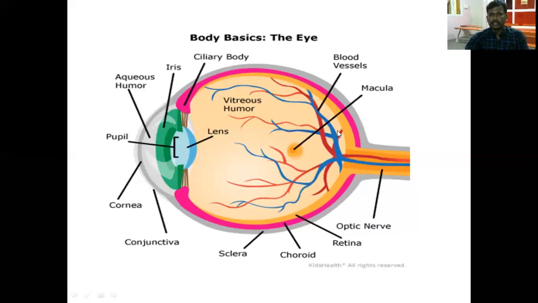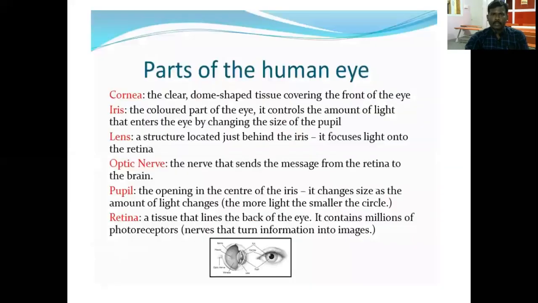The optic nerve is used to transmit the electrical signals that carry the messages from the eye to the brain. And these are the parts we have already discussed clearly, so at least you know the function of these parts in the human eye.